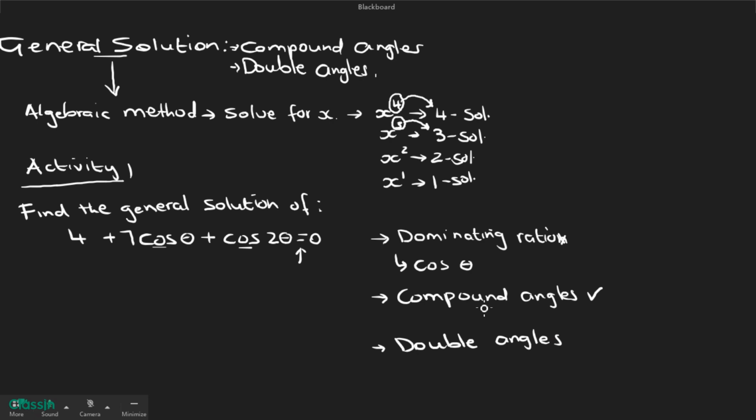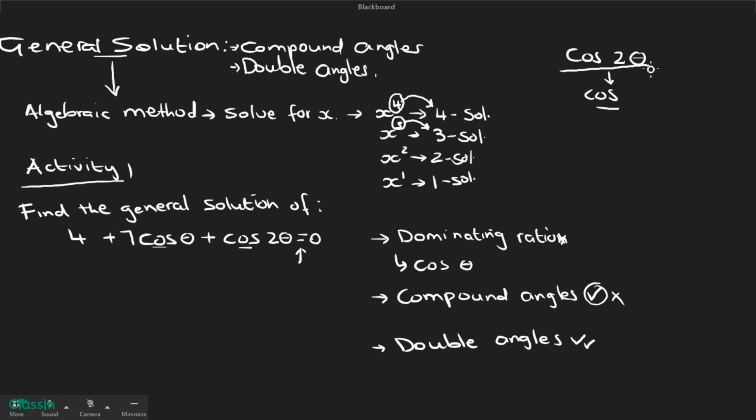We need to check whether the compound angle or the double angle exists here. Which one between the two exists? We can spot that we actually have the double angle rather than the compound angle. Now, cos 2 theta is the double angle. As much as we said that the dominating ratio is cos, it means that we also need to represent our double angle as cos. So how do we represent cos 2 theta as cos?